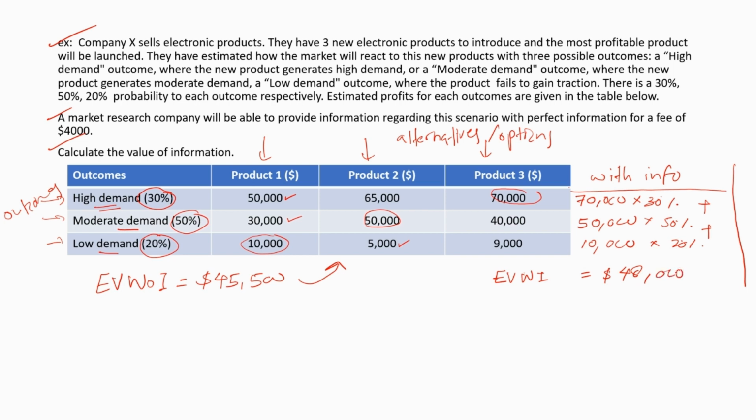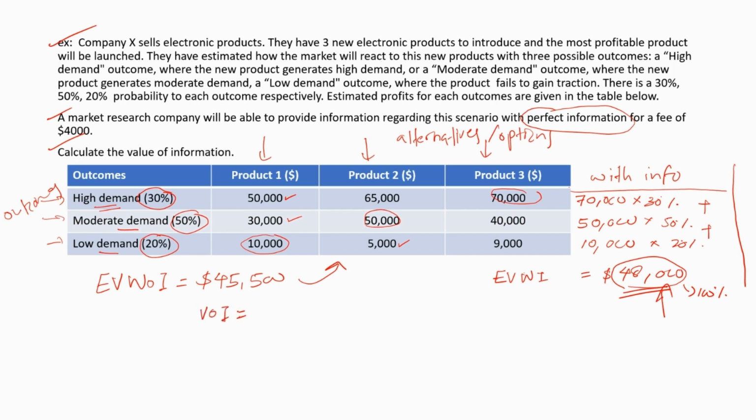So this is the expected value with information. Now there is an important thing you need to remember here. Since they are telling us this information is perfect information, we can use this value as it is because this is 100% certain. If the question says the information is not perfect, we have to adjust this value. In this example, the information is perfect, so we can use this value as it is in order to calculate the value of information.